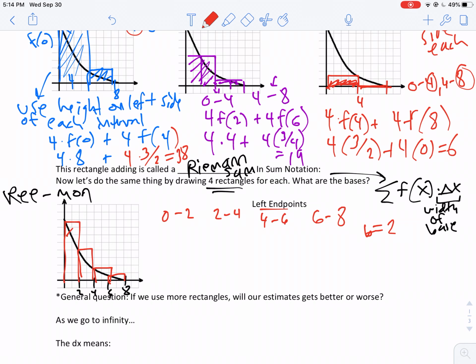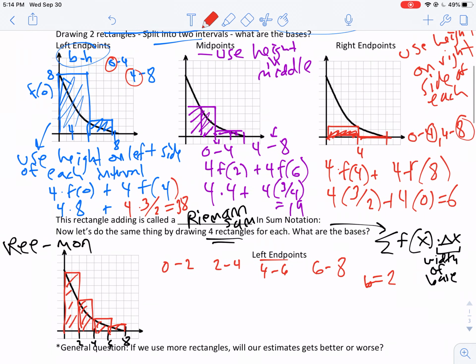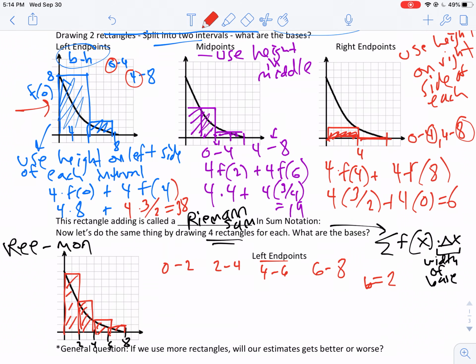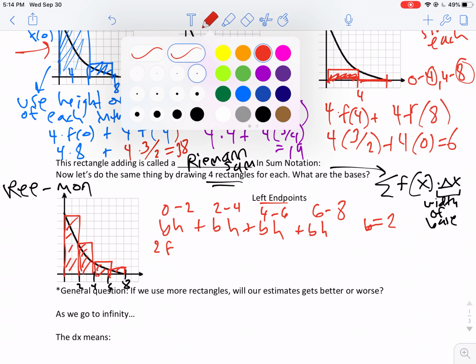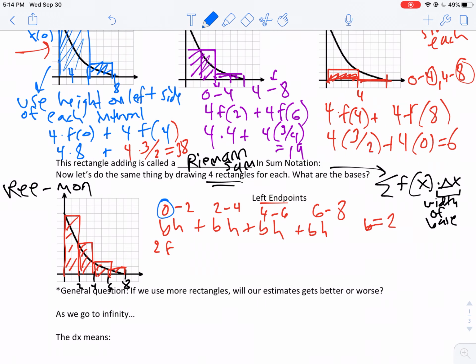Now we can see it's still not perfect, going to be an overestimate for sure, but this hopefully will give us a better picture than the more crude picture we saw up here with 2 rectangles. So in each of these intervals, I'm doing base times height plus base times height plus base times height plus base times height. I like to circle the left endpoints so I remember which height I'm using. So I'm doing 2 times f of 0 plus 2 times f of 2 plus 2 times f of 4 plus 2 times f of 6.